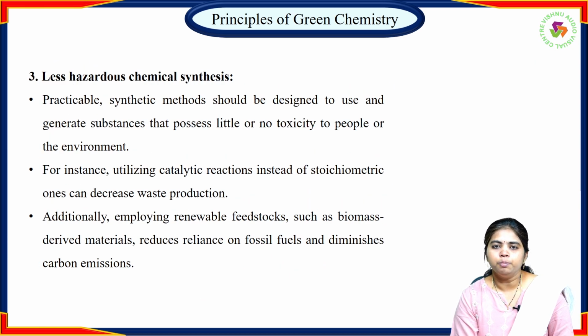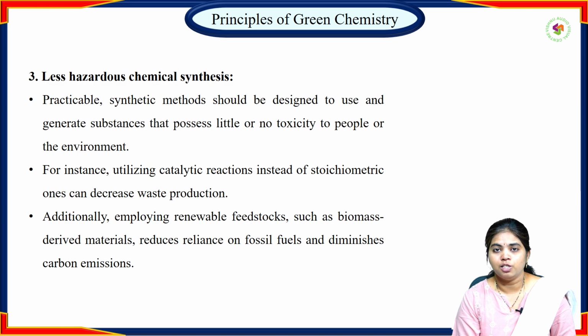And the third principle is less hazardous chemical synthesis. Practically, most chemical synthesis methods are designed to use and generate substances with little or no toxicity to people and the environment. For instance, we use catalysis. With catalytic reactions instead of stoichiometric reactions, we can reduce hazardous chemical synthesis.